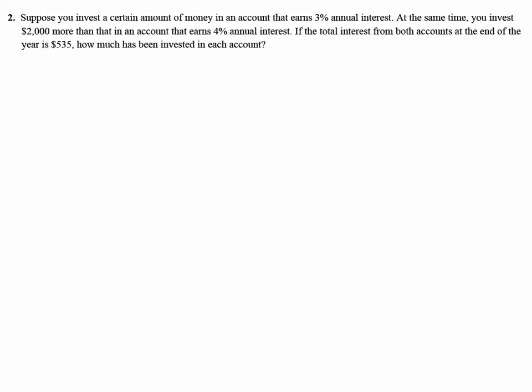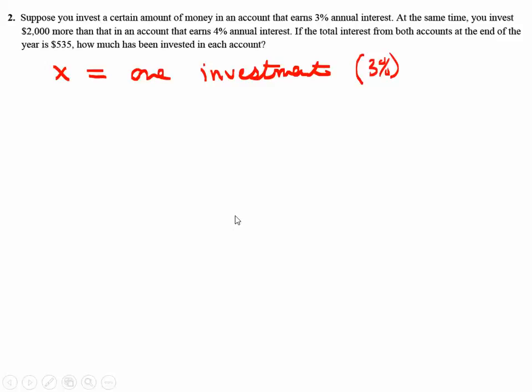You want to backtrack to see how much was invested in each account. This is one of those problems in math that in real life doesn't make sense, because you better know how much you invested in each account. How come you don't know the exact amount, but you know the relationship between them? Doesn't make sense. Anyways, let's go for it here. Figure out what in the world X is going to be for us. X is going to be the first investment, or the 3% investment, or you could put the one investment and put 3% behind it.